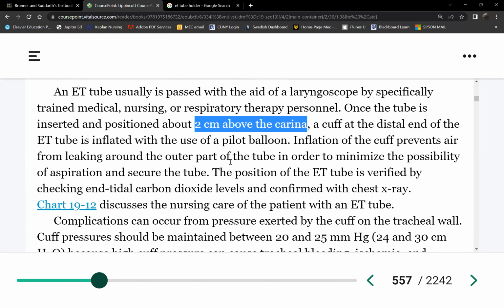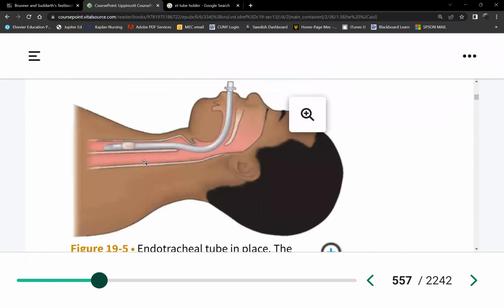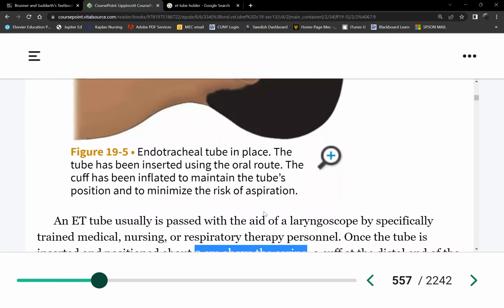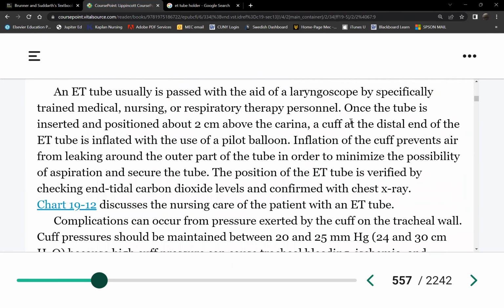So the tip, the end of the tube, this tip right here, should sit 2 centimeters above the carina. How do we know if it's there or not? How do you verify that? X-ray. So what will be ordered right after the ET tube is inserted? Chest X-ray.